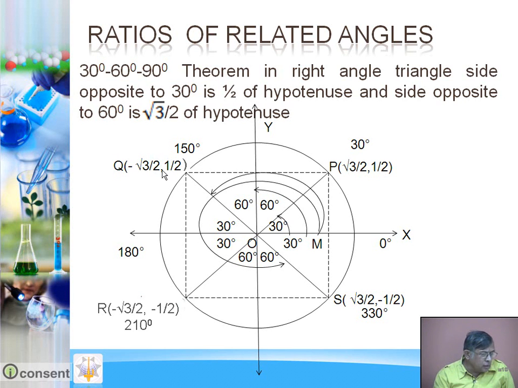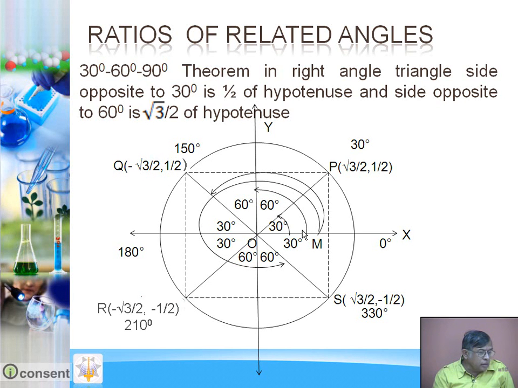Now the image of Q in the x-axis is R. Again both these coordinates are on the negative side, and therefore minus root 3 by 2 and minus half. Now S is root 3 by 2 and minus half, because S is the image of P in the positive direction of the x-axis.